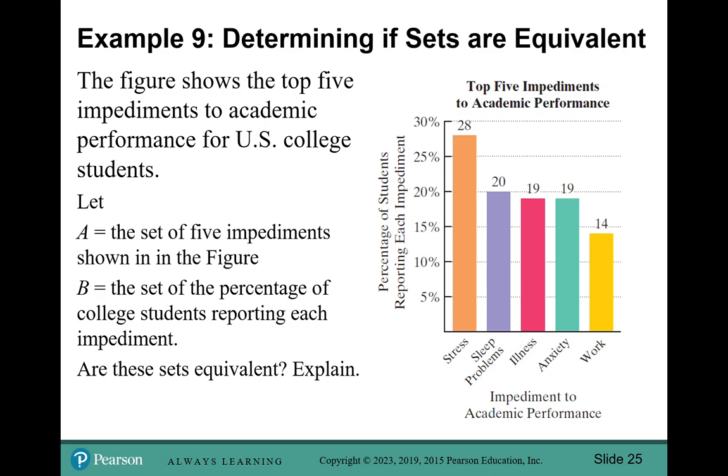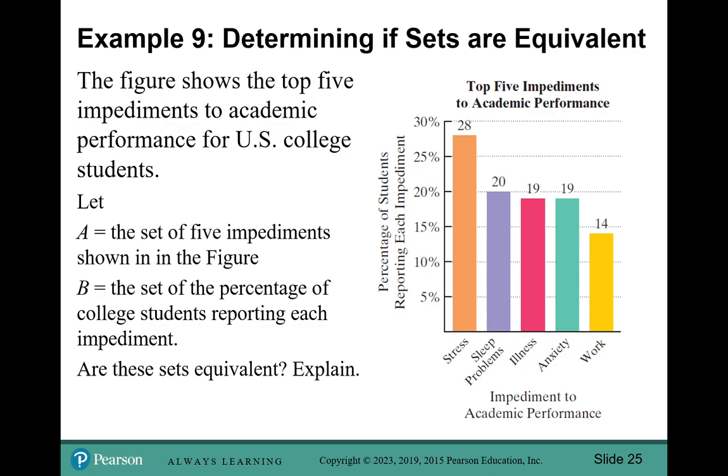If we look at example 9, it says determining if sets are equivalent. The figure shows the top 5 impediments to academic performance for U.S. college students. We want to let A equal the set of 5 impediments shown in the figure. B is going to be the set of the percentage of college students reporting each impediment. And we want to know, are these sets equivalent? And we need to explain this.